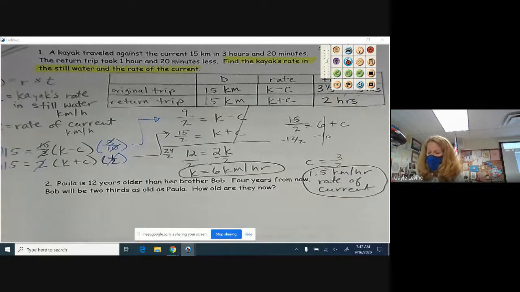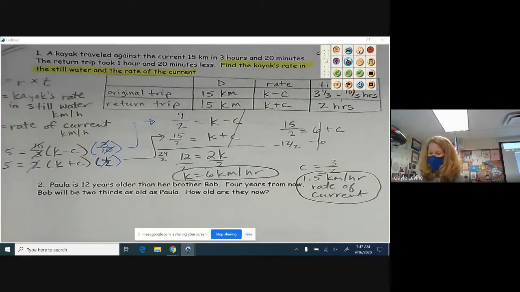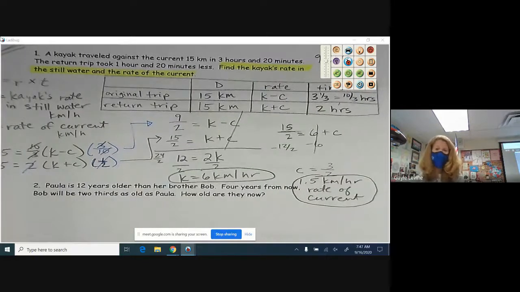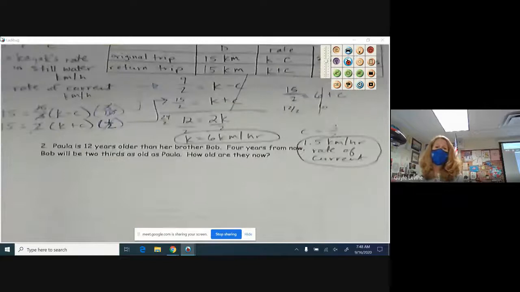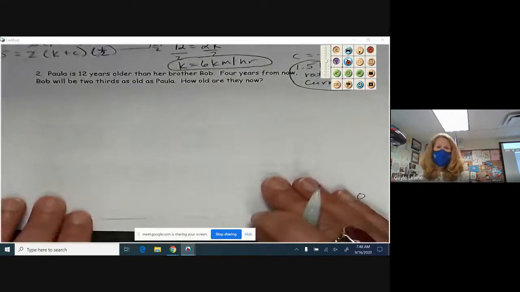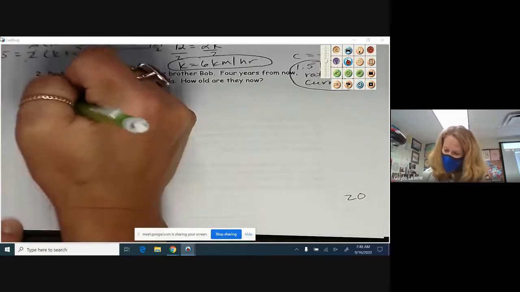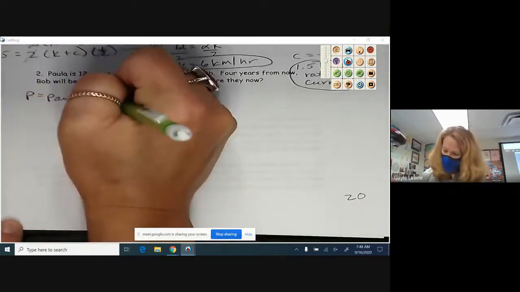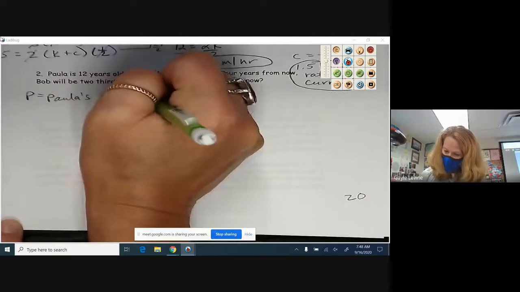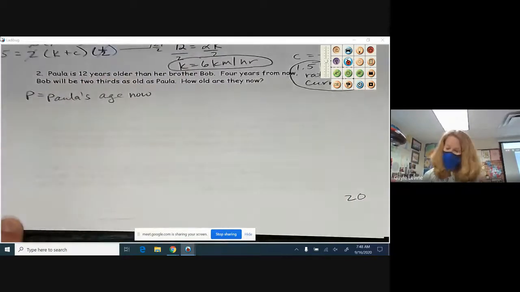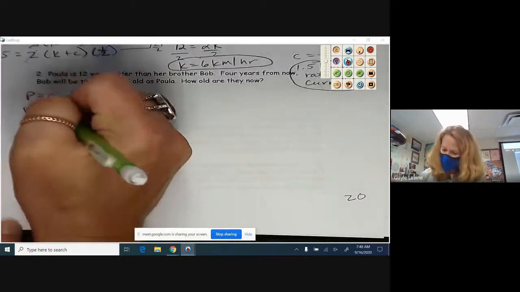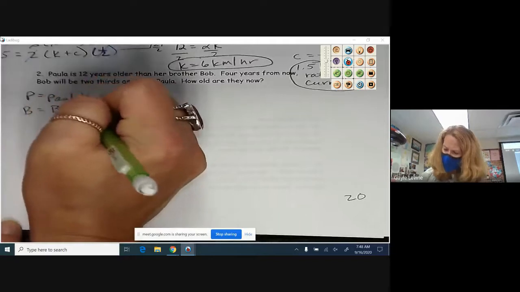Okay, number 2. Paula is 12 years older than her brother Bob. 4 years from now, Bob will be 2/3 as old as Paula. How old are they now? All right, so the big thing with this one is assigning all of your variables. So I would write P equals Paula's age now. And then let's do capital B for Bob. B is Bob's age now.